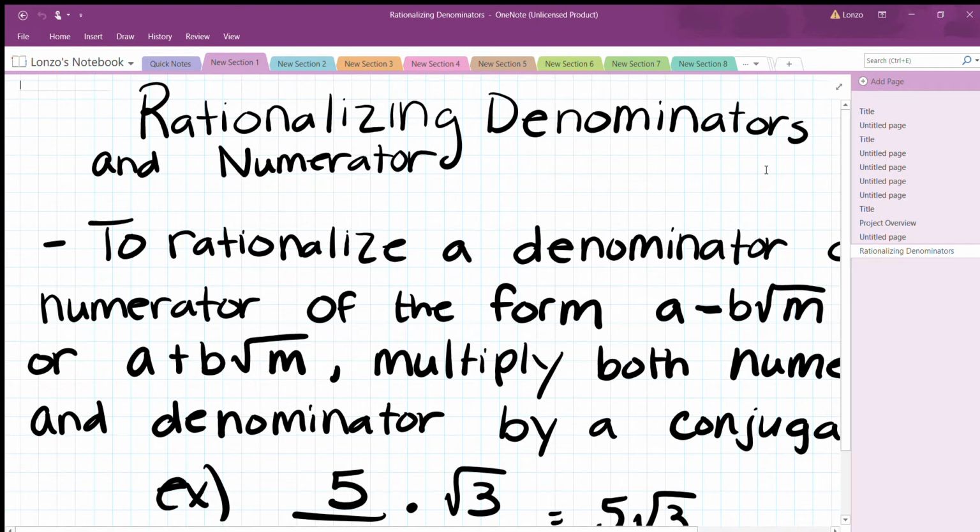Hi guys, today we're going to learn about rationalizing denominators and numerators. So in this section, I will rationalize numerators or the denominator by taking the conjugate, and then I will do some problems where I will simplify expressions.